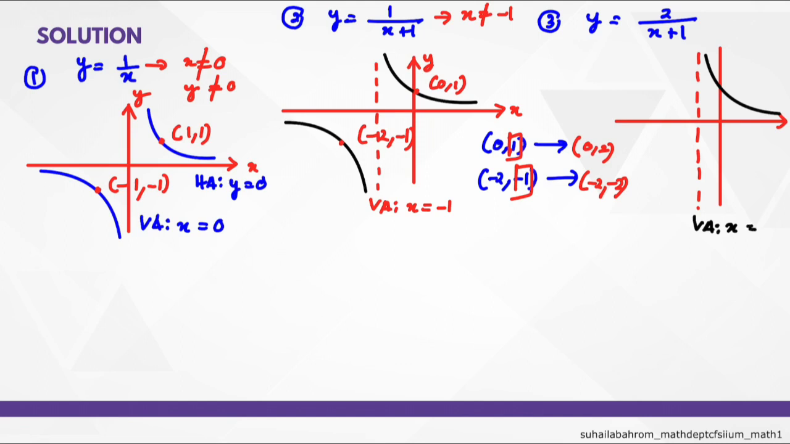We have the vertical asymptote on the line x equals -1, and the coordinate 0, 1 now will become 0, 2, and the coordinate -2, -1 just now will become -2 and -2. So this is the new coordinate, -2 and -2. This is the y-axis and this is the x-axis. So let's move on to the next step.